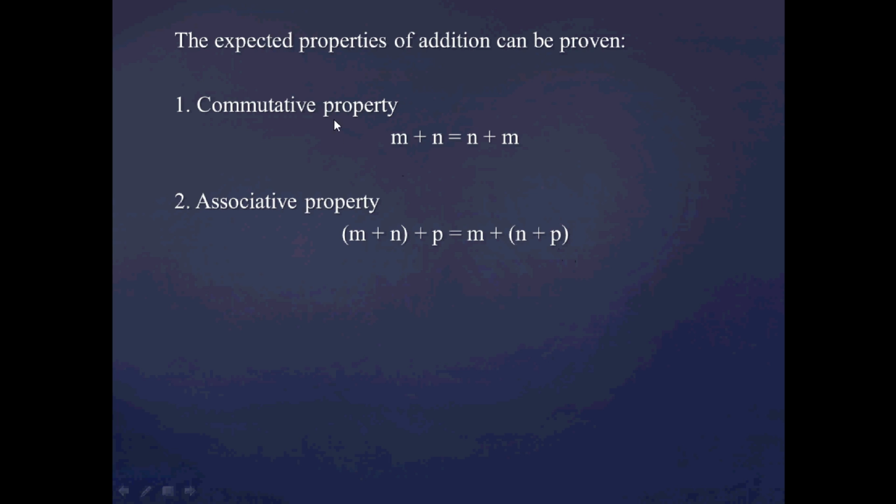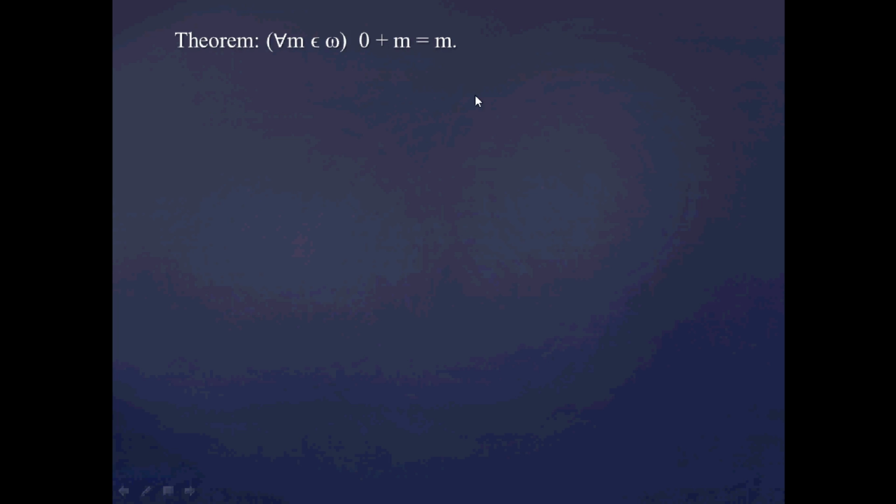But there are two prerequisite proofs you'll need to do to prove the commutative property, which I'll actually go through in the next slides. Here's the first theorem you'll need to eventually prove the commutative property. And the theorem is pretty intuitive. We know already that m plus 0 is equal to m, but now we're going to prove that 0 plus m is equal to m.